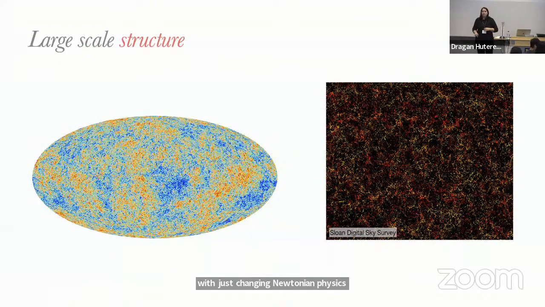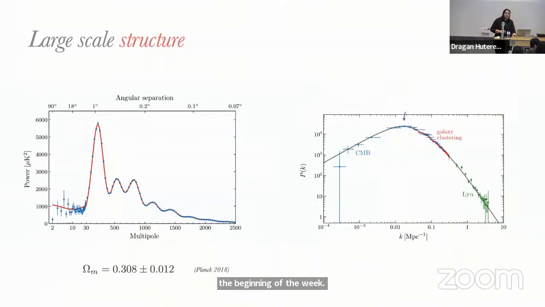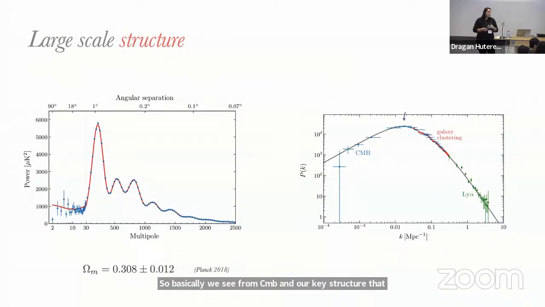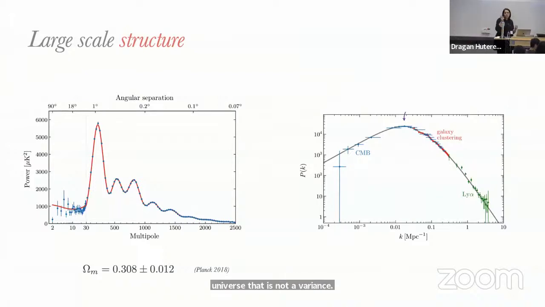And another evidence for dark matter is, of course, the large-scale structure, and that's what you have been studying since the beginning of the week, so I'm not going to talk too much about it. Basically, we see from CMB and large-scale structure that there is a big amount of matter in the universe that is not baryons, right? And Vera is also going to talk a little bit about how you get the amount of dark matter from large-scale structures.